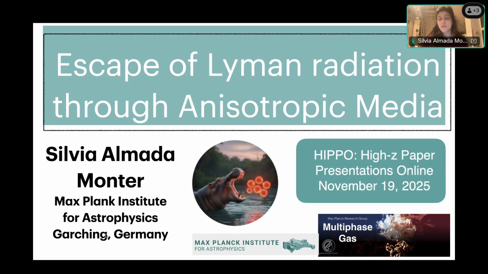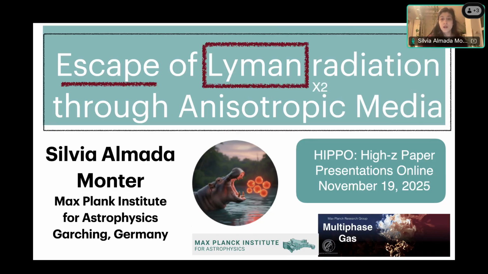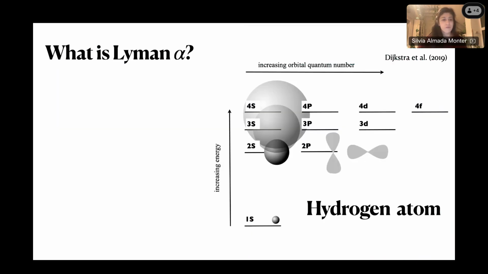And today I'm going to be talking to you about my recent paper, but also a paper that we published last year, because those two are together. As you mentioned very nicely, I'm going to be talking about the escape of Lyman radiation through anisotropic media. Actually, the name of the paper is Escape of Lyman-α Radiation through Anisotropic Media. But I'm going to be talking a little bit about two Lymans, and this is why I didn't write alpha in here. But well, let's just get to the first Lyman.